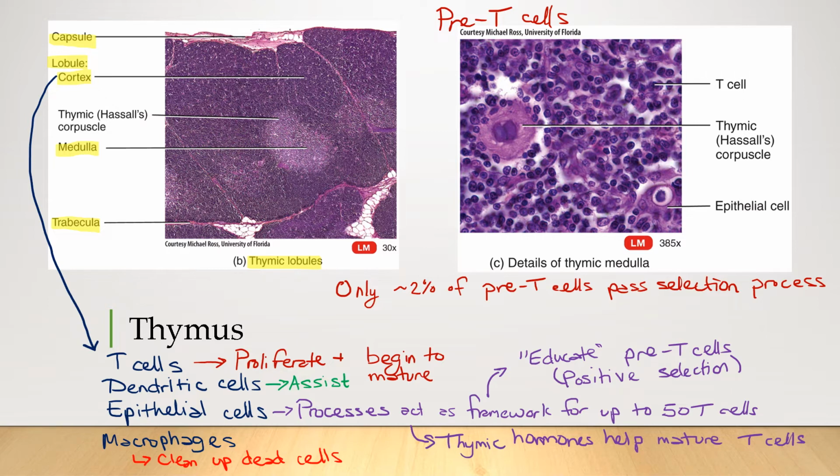Now, these surviving T cells will go from the cortex into the medulla. Remember, it's only about 2% of these T cells. These are the T cells that survive the positive selection process. Now, the medulla consists of widely scattered, more mature T cells, but we're also going to see dendritic cells and epithelial cells and macrophages still in the medulla as well.